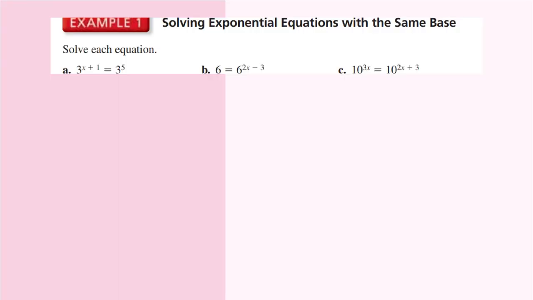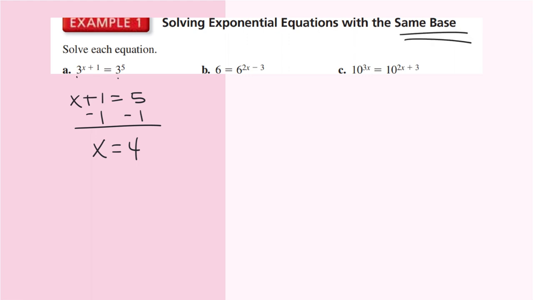If we look at solving example 1, we have the same base, which is what? 3. So we're going to have both our exponents equal each other. x plus 1 equals 5. We're going to subtract 1 from both sides to solve for x, and x equals 4. You have to remember that it has to be the same base. This only works when we have the same base.